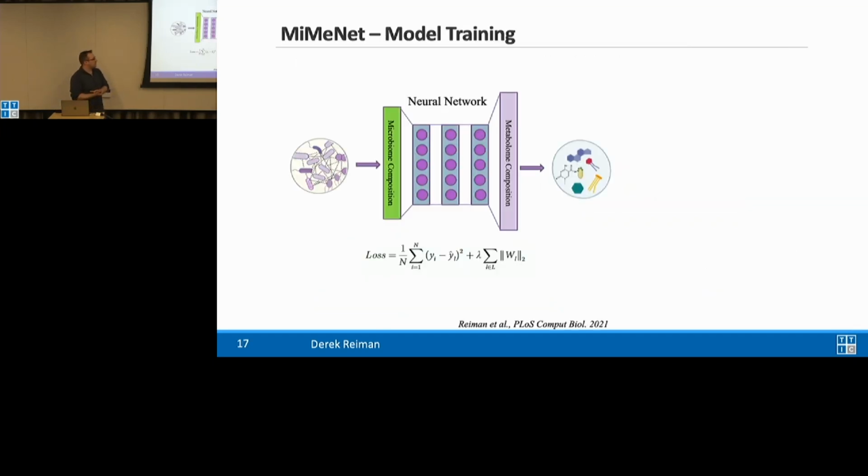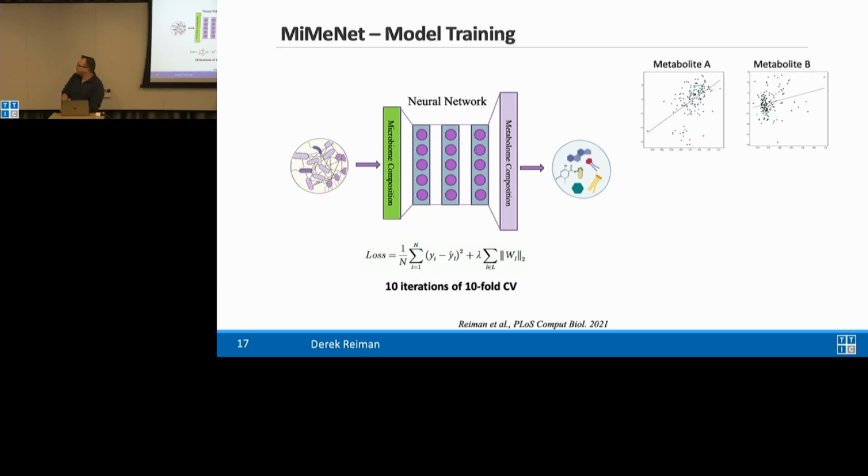So in the first step, it's a simple neural network, basically translating your microbiome composition to your metabolomic composition. And we're going to do this with 10 iterations of 10-fold cross-validation. We need to do that because we need to be able to evaluate different metabolites. For example, if we train our model and we have metabolite A and B, and metabolite A has some Spearman correlation of a decent number and B is a little bit less, we have a problem: how do we determine which metabolite predictions are significant?